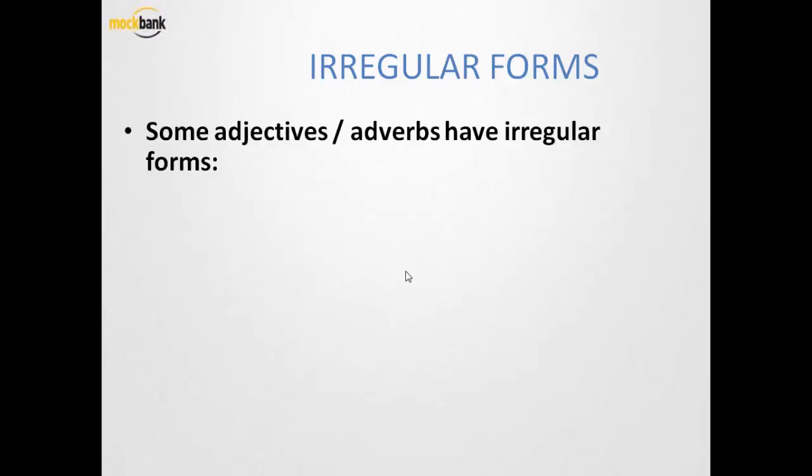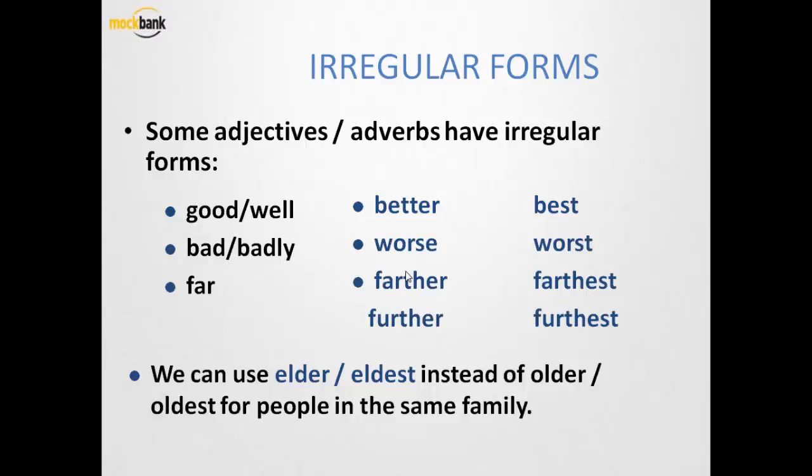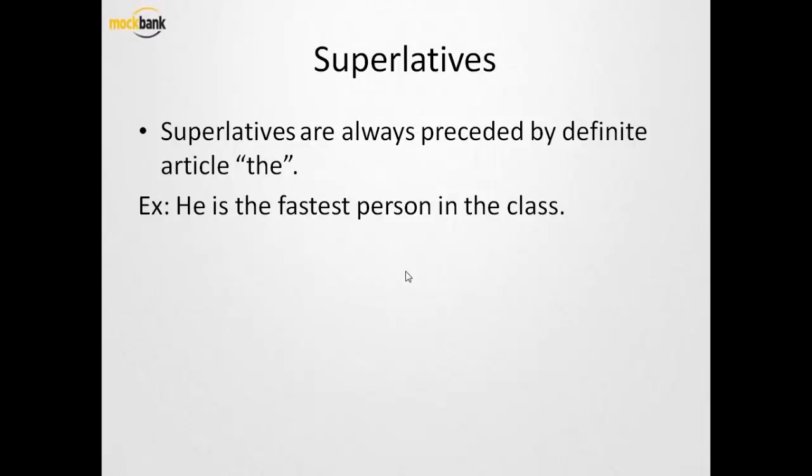There are some exceptions to these rules. We count them as irregular forms. Examples are good, well. Their comparative form is better and the superlative form is best. An equal example is far. The comparative is farther, farthest. We can use elder, eldest instead of older and oldest for people in the same family. I'll focus on this rule in the coming slides.